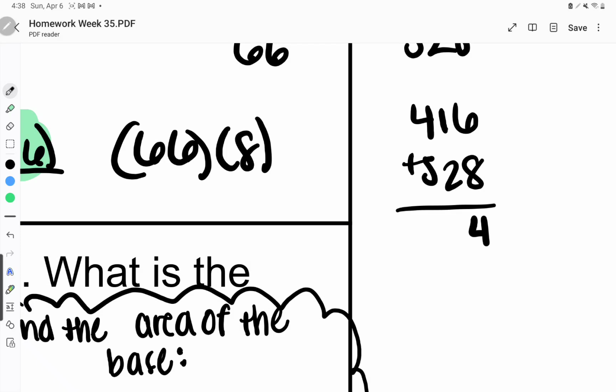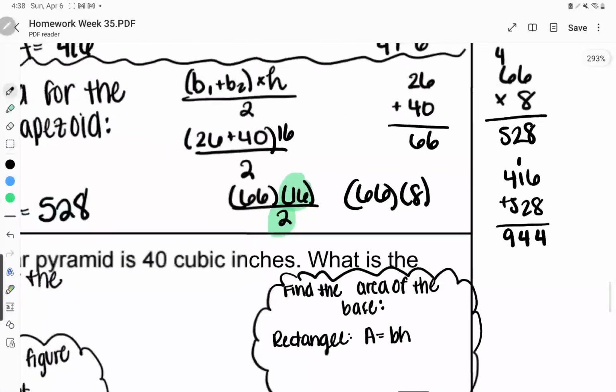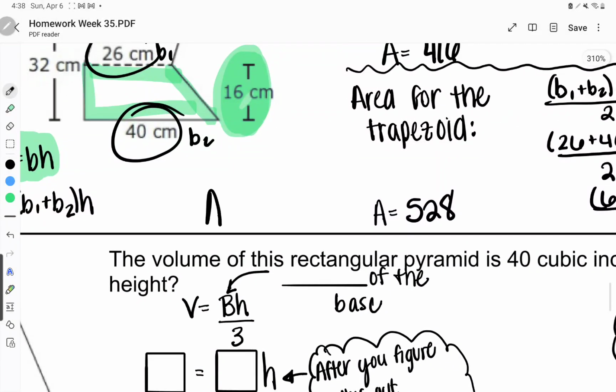Six plus 8 is 14, so I write down a 4, carry my 1. 1 plus 1 is 2. 2 plus 2 is 4. And then 4 plus 5 is 9. So that gives me a total area of 944 centimeters squared.